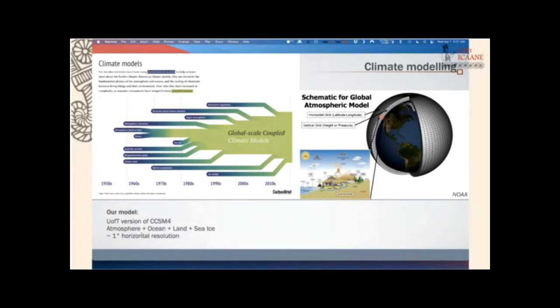So our model is a coupled climate model that couples atmosphere, ocean, land ice, and sea ice. It's called the UFT version of CCSF4, and it runs on a 1 degree horizontal resolution, which is basically the standard resolution for global models these days. 1 degree approximately corresponds to 100 kilometers. So usually this is pretty coarse, but this is standard for global models.